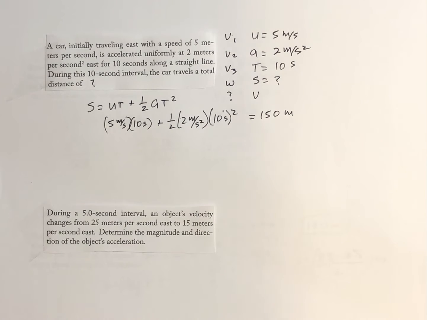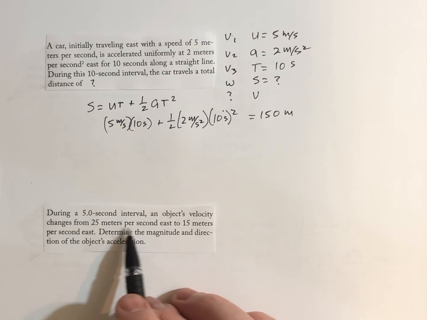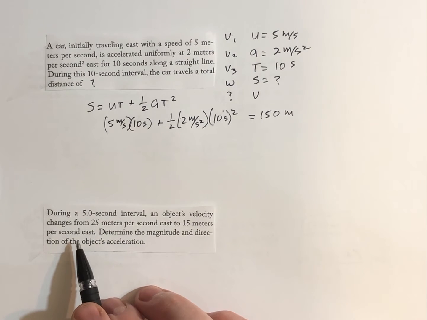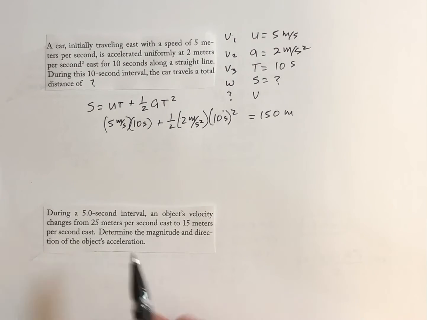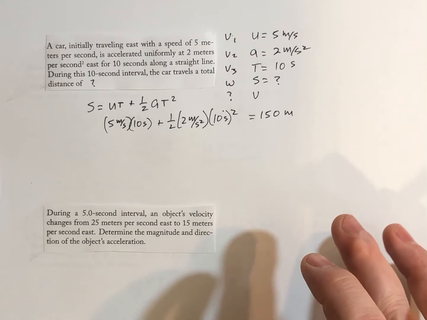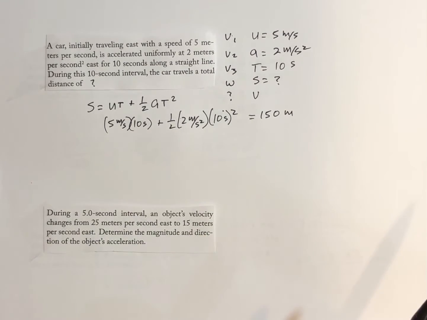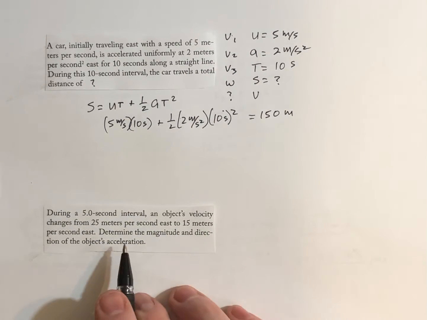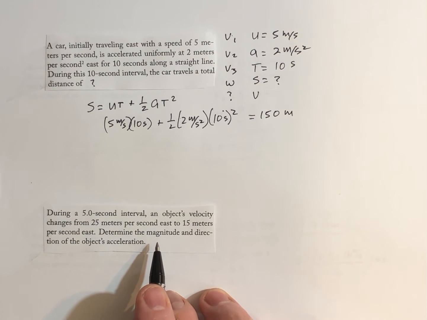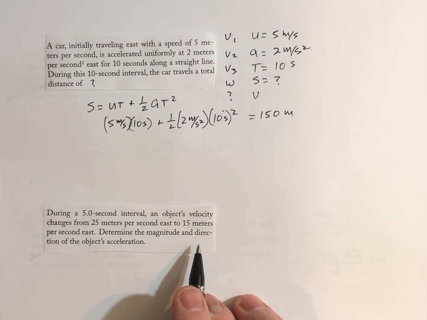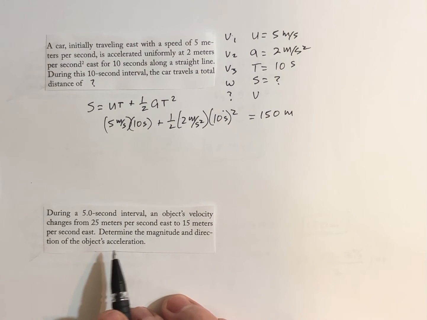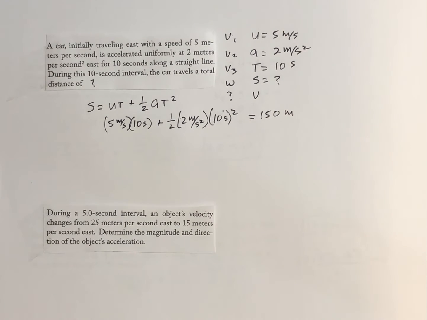Let's see what we have here. During a 5-second interval, an object's velocity changes from 25 meters per second east to 15 meters per second east. Determine the magnitude and the direction of the object's acceleration. First we're going to determine the actual calculation, come up with numbers, and then we'll discuss magnitude and direction. Remember that magnitude is the number that we're looking for, essentially, without paying attention to direction. And then the direction, with acceleration, will be told to us by the negative or positive sign that is attributed to it.